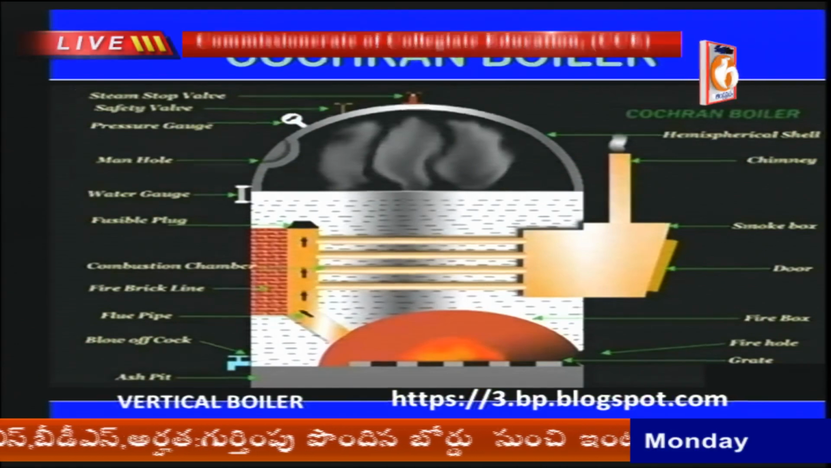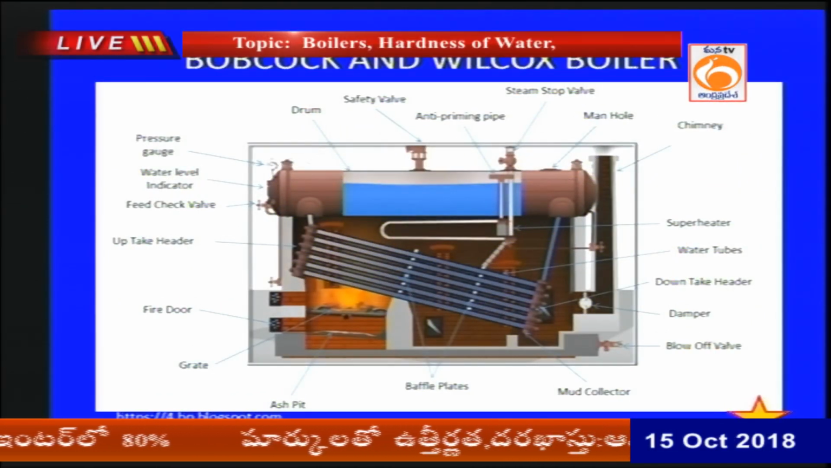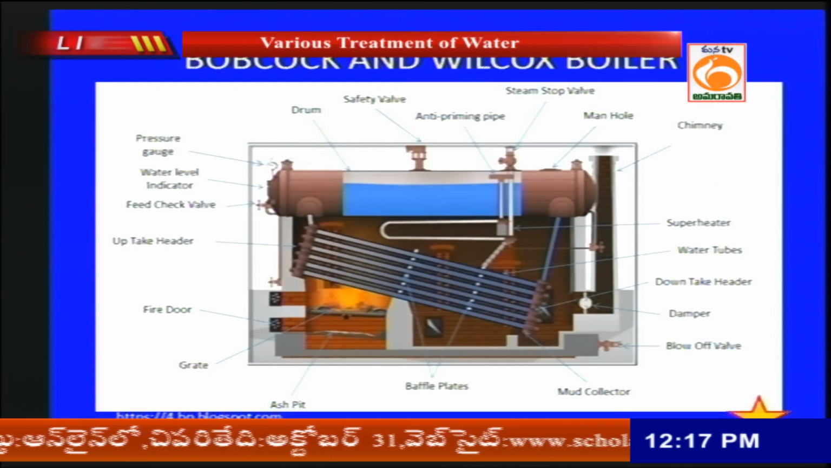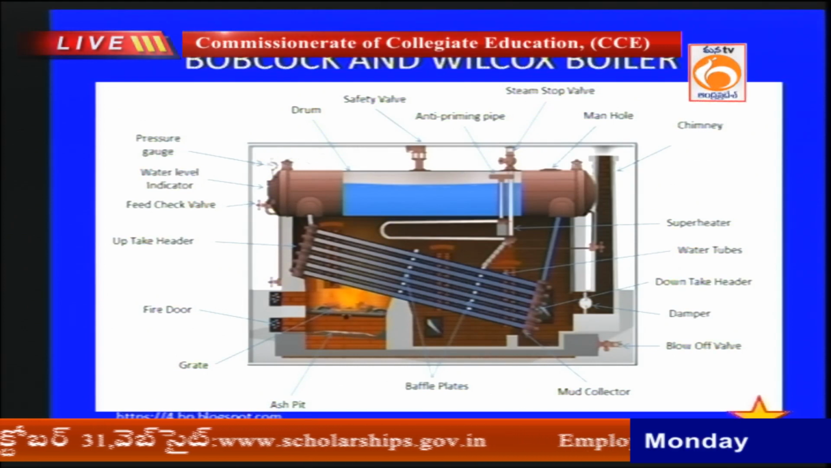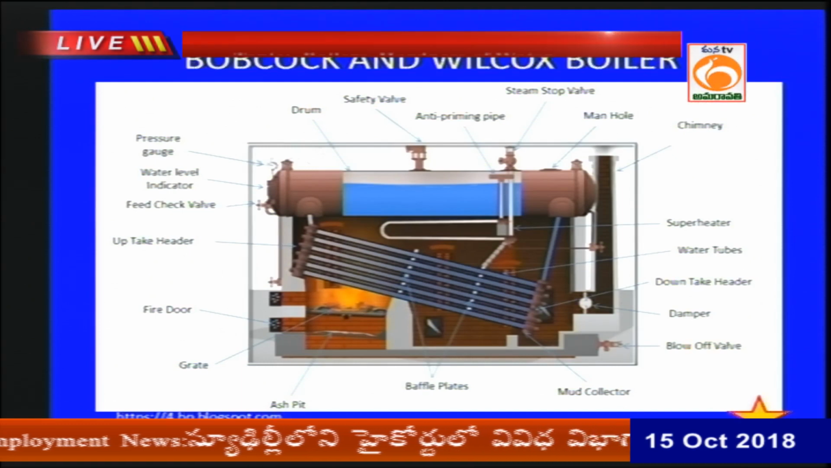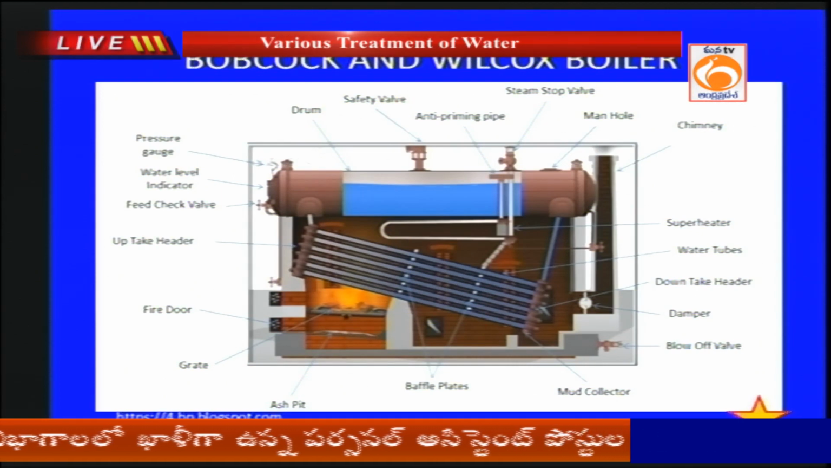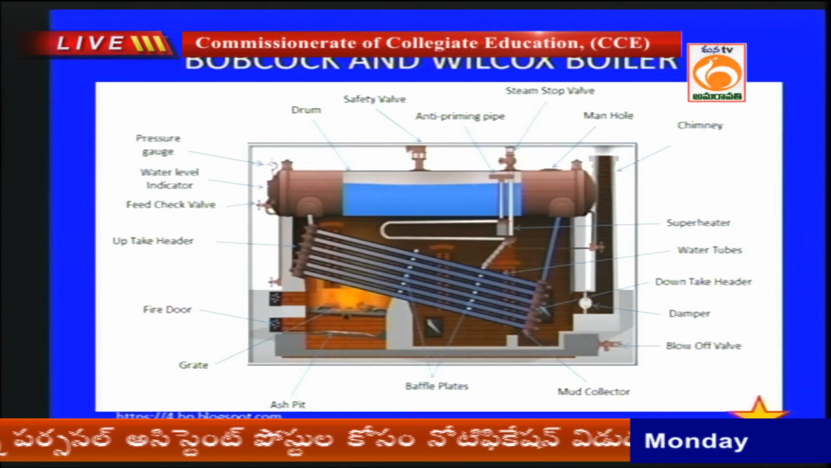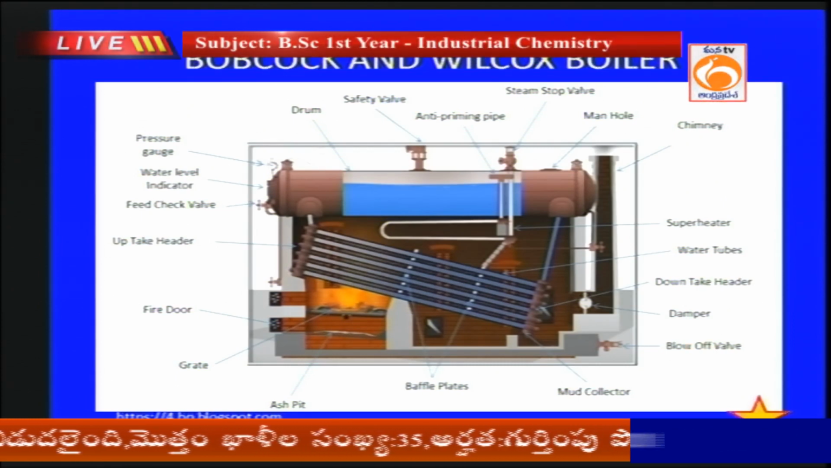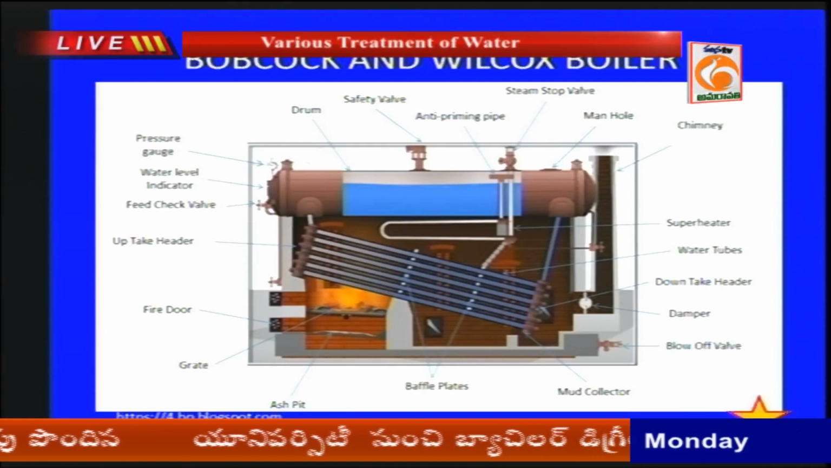Next, if you see another one, it is a Babcock and Wilcox boiler. This is a multi-tube boiler, already we have seen in the water tube boilers. This is a water tube boiler. Water is passed through the multiple tubes. Here 1, 2, 3, 4, 5 tubes are there, through which water is passed. Near the water, flame is there. That heat is taken by the water, and it converts into steam. This is a horizontal boiler and multi-tube boiler.